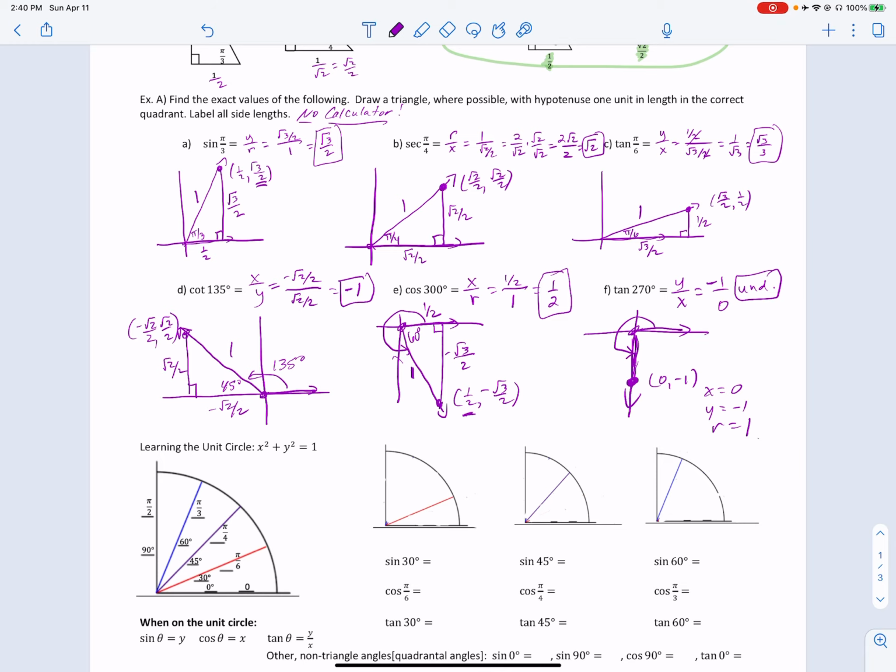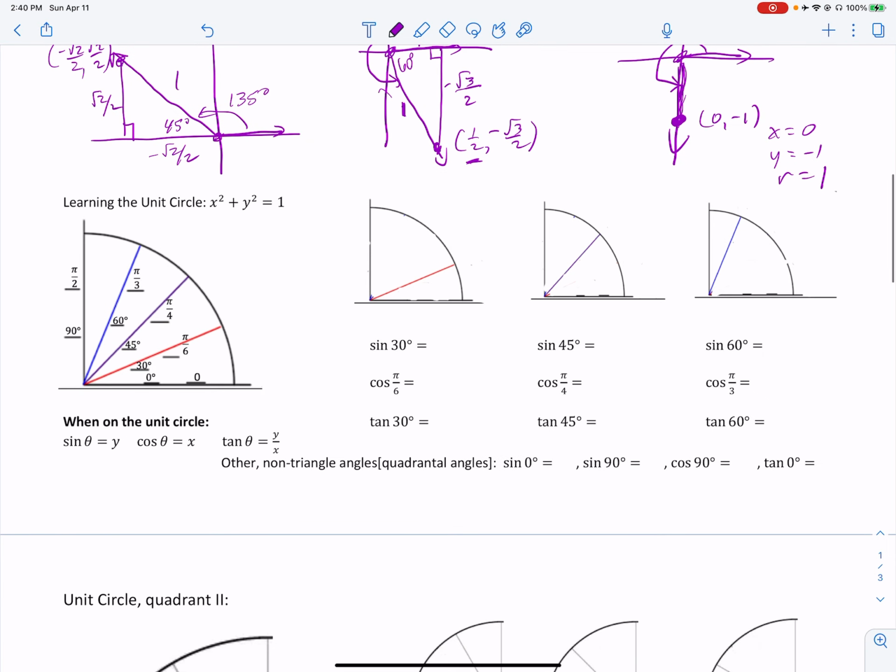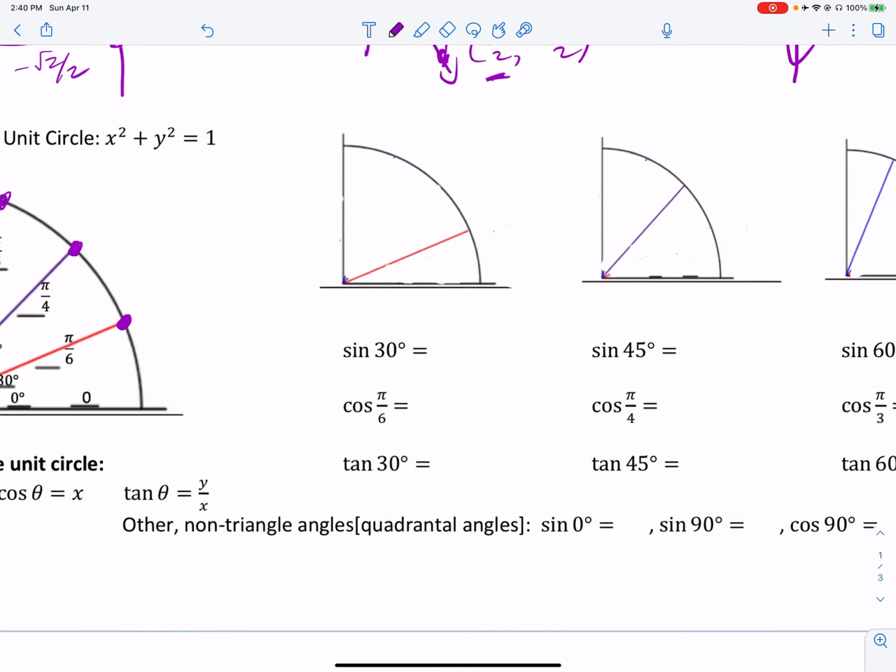call the unit circle. And so learning the unit circle, x squared plus y squared equals 1. What we want to be able to do is think about triangles, and they're either your 30, 60, 90 or 45, 45, 90, to just be able to write down the ordered pairs where the terminal side hits that unit circle. And so we're going to start with just a 30-degree angle here.